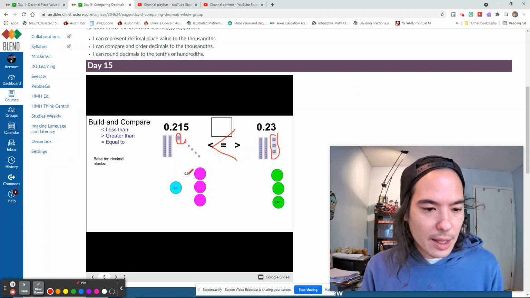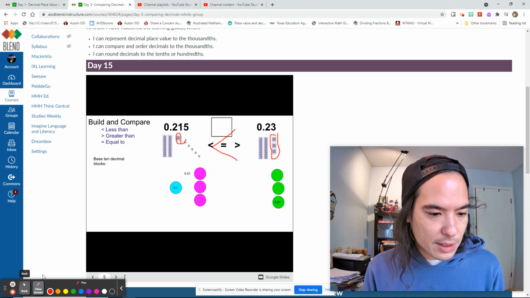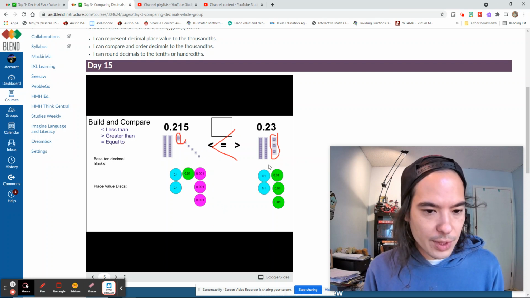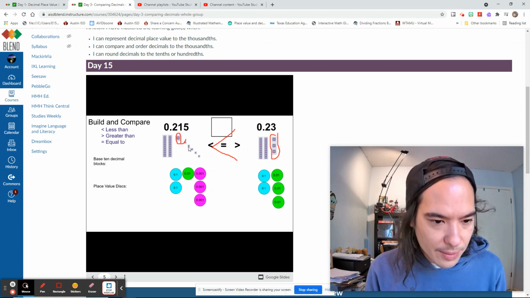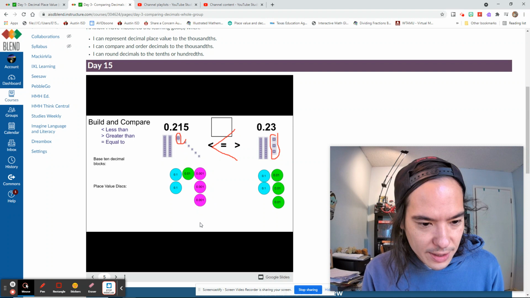All right, and then the next one, place value discs. So we'll move forward. They filled out the rest of the place value discs. So we have 2 tenths discs, 1 hundredth, and 5 thousandths on this side. No, they did that wrong. There should be 5 of these pink things.